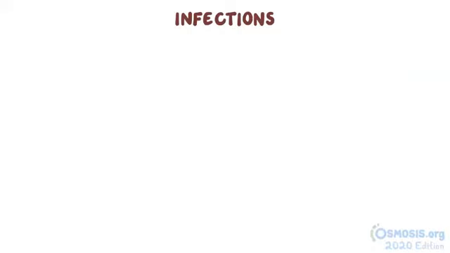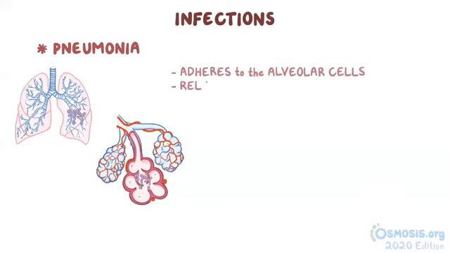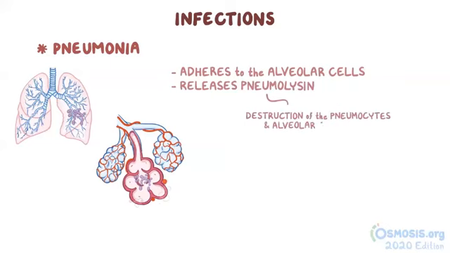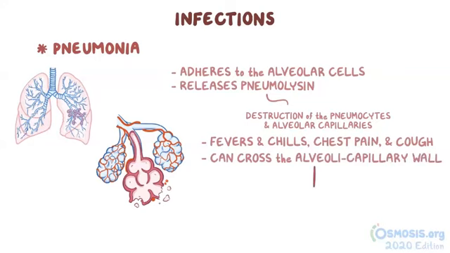However, the most common disease caused by strep pneumoniae is pneumonia. Strep pneumoniae sticks to the alveolar cells, the pneumocytes, and releases pneumolysin, which leads to the destruction of the pneumocytes in alveolar capillaries. Pneumonia causes fevers and chills, chest pain, and a cough. In severe cases, strep pneumoniae can cross the alveoli capillary wall and enter the blood, resulting in bacteremia.